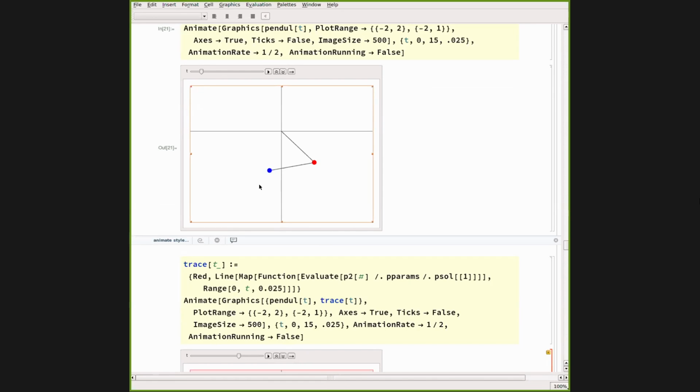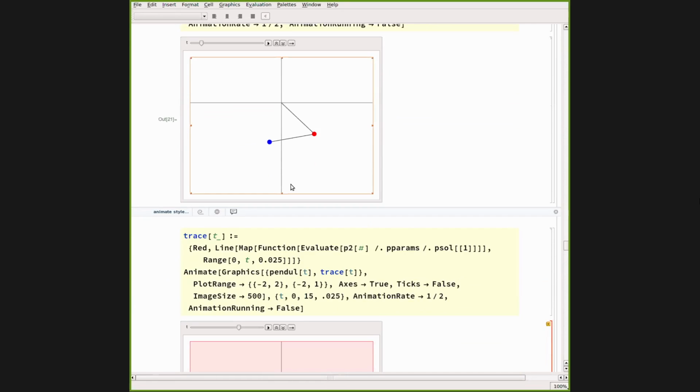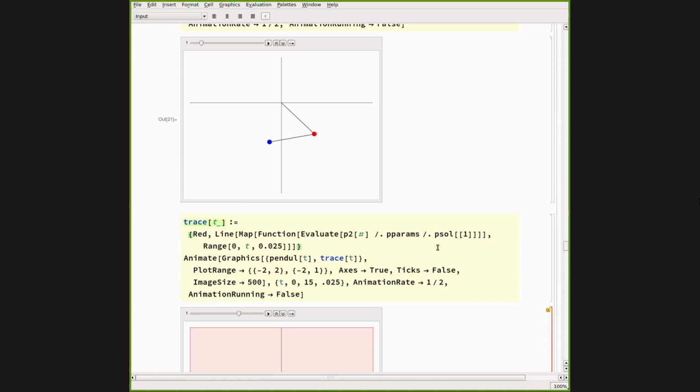So we can add some additional elements to such an animation that, apart from plotting, animating the pendulum, we can plot the trace on which the masses move. So I'm applying my parameters and my solution, which I have obtained, as a pure function to point P2. So I will show only the trace of the second mass. The first is not very interesting.